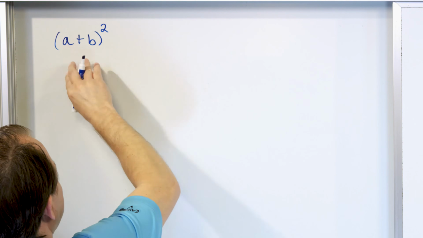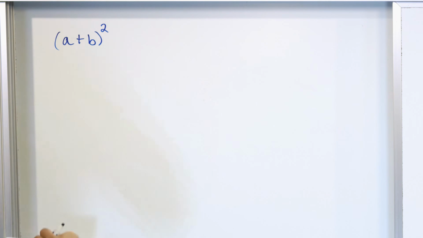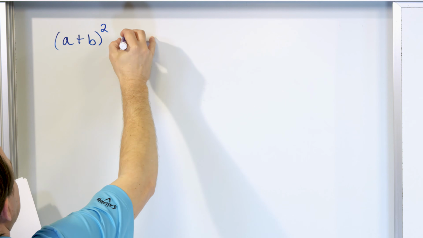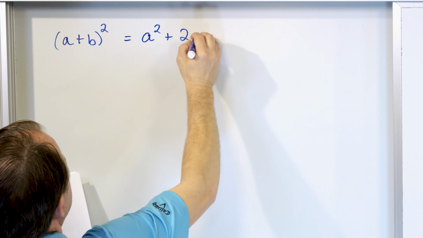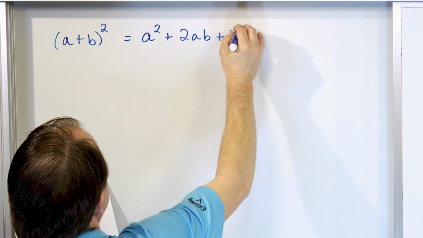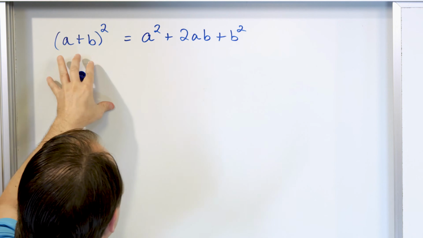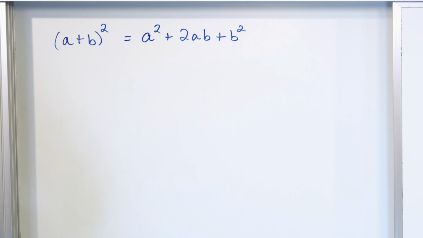And you can do FOIL, F-O-I-L. You multiply all the terms, add them all together, and what do you get as an answer? When you simplify this answer, you get a squared plus 2 times a times b plus b squared. We know how to do this with multiplication. It's not too hard to do, okay?